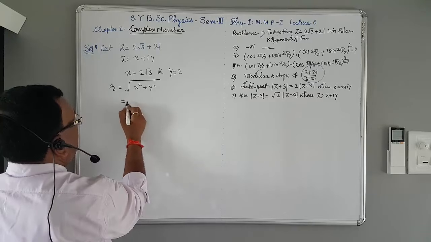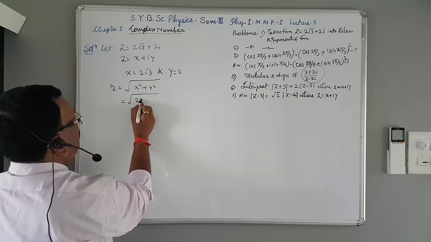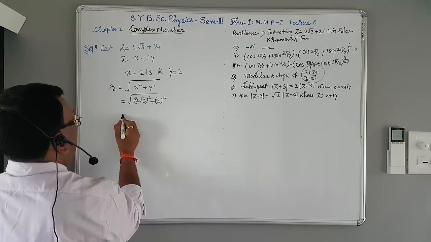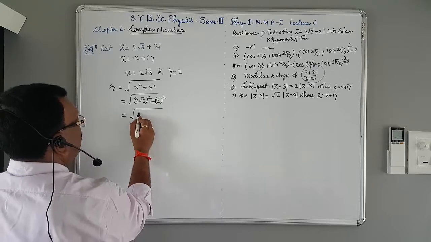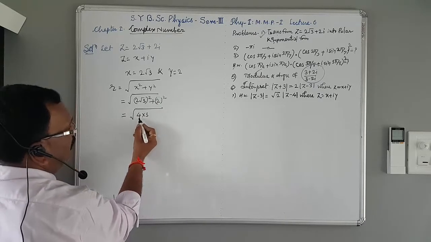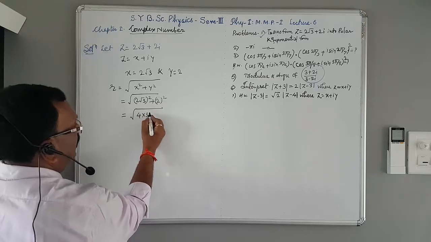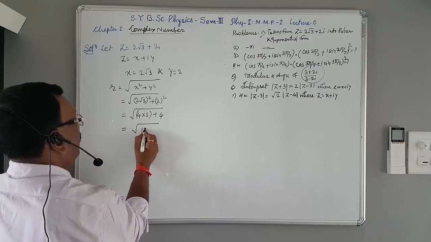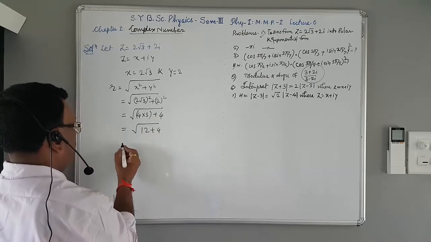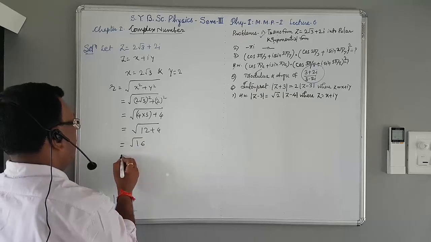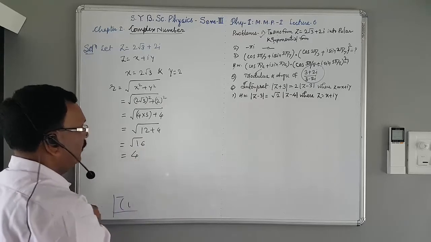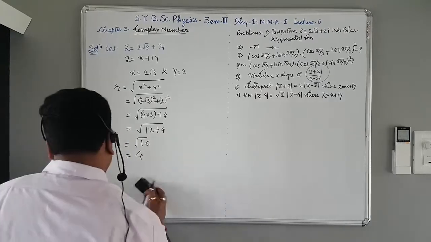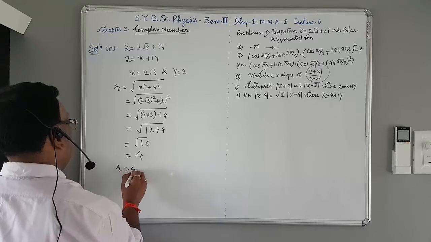Therefore, modulus r is nothing but the square root of x square plus y square. Substitute the values of x, that is 2 root 3, and y, that is 2. In this equation we have (2 root 3) square plus 2 square. Solve this: we get 4 into 3, where 4 is the square of 2 and 3 is the square of root 3, plus 4. Solving this, we have square root of 12 plus 4, or square root of 16, which is 4. In this way, we get the value of r equal to 4, that is the modulus.